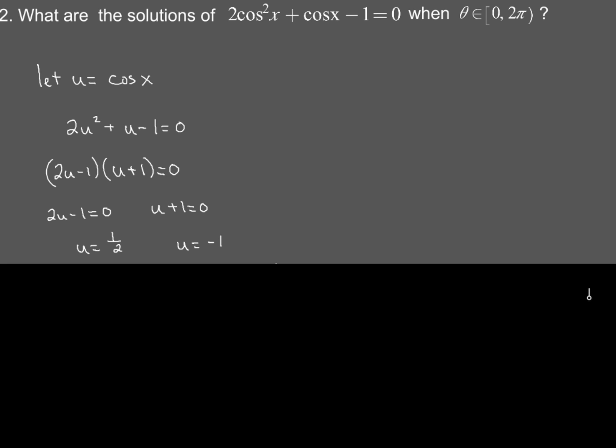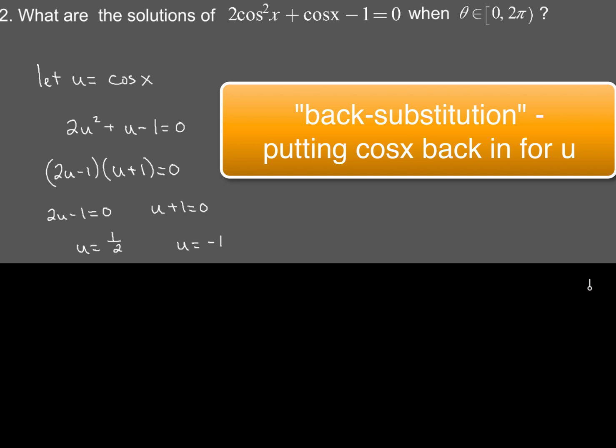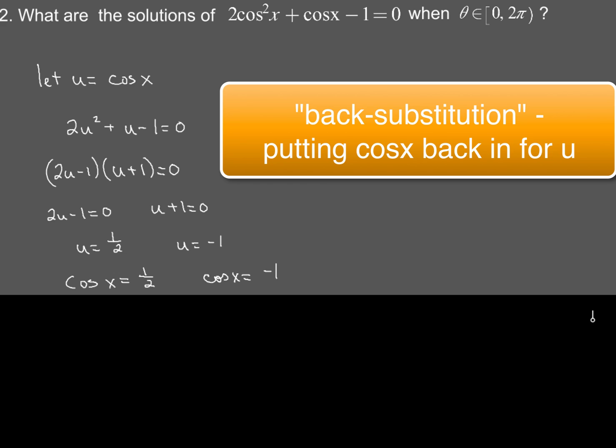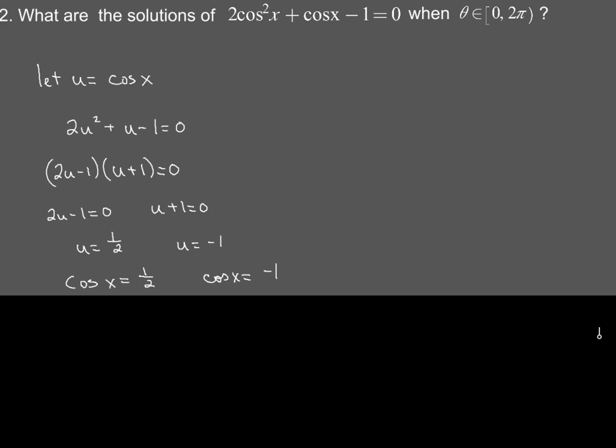Next, we're going to use a technique called back substitution. So we're going to take that value of u that we set, in this case cosine of x was the value of u, and we're going to put that back in for u. So that's going to give us cos x equals 1/2 and cos x equals -1.